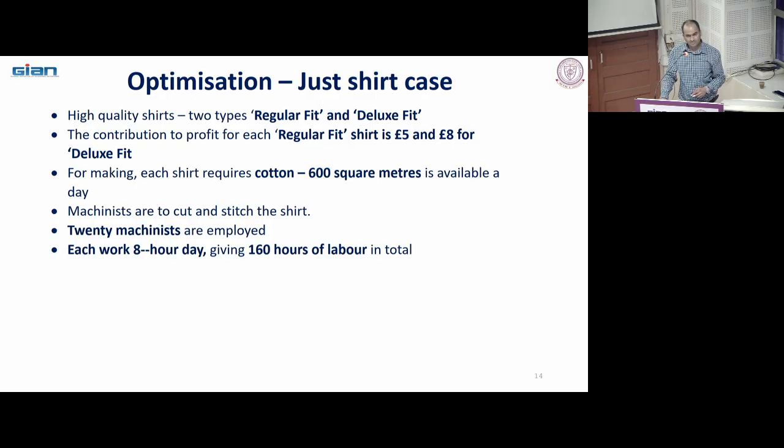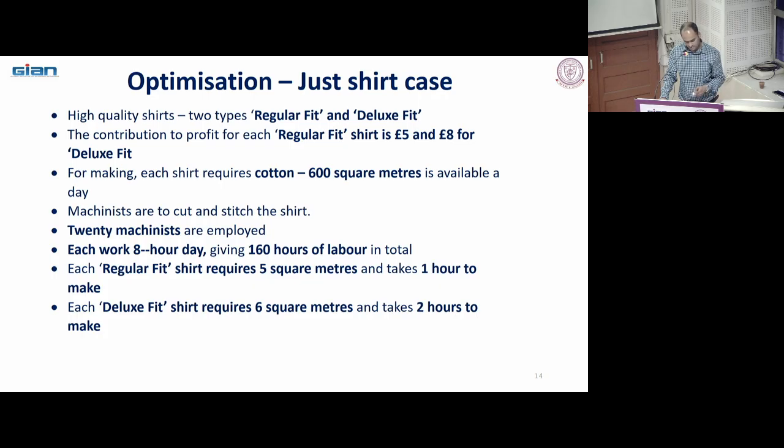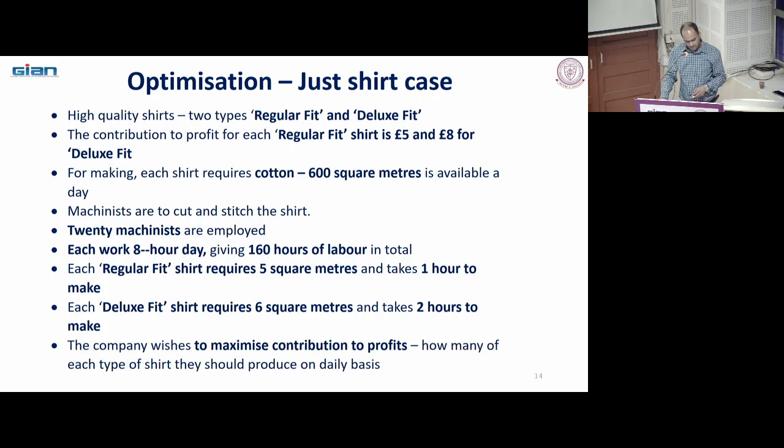So what is the total time available? 20 machinists, 8 hours, 20 into 8, so that gives 160 hours of labor in total. Each regular shirt requires 5 square meters and takes 1 hour to make. Each deluxe fit shirt requires 6 square meters and takes 2 hours to make. The company wants to maximize the profit, and how do they maximize it?